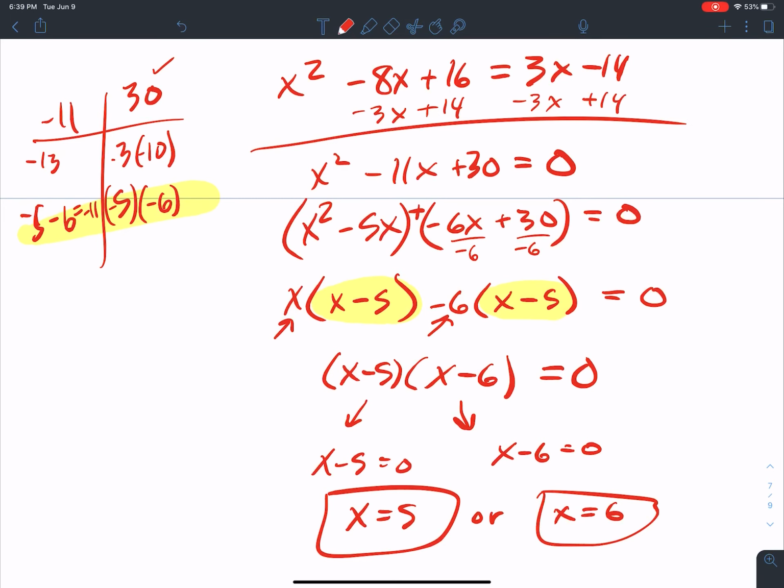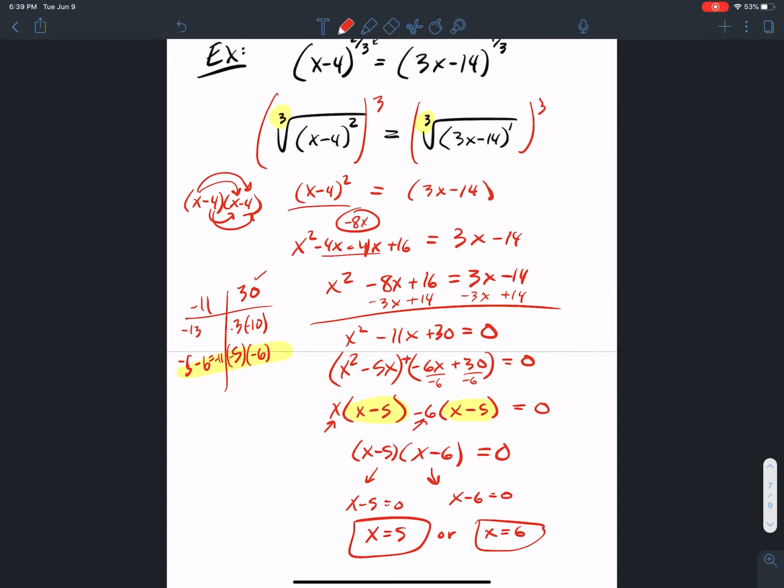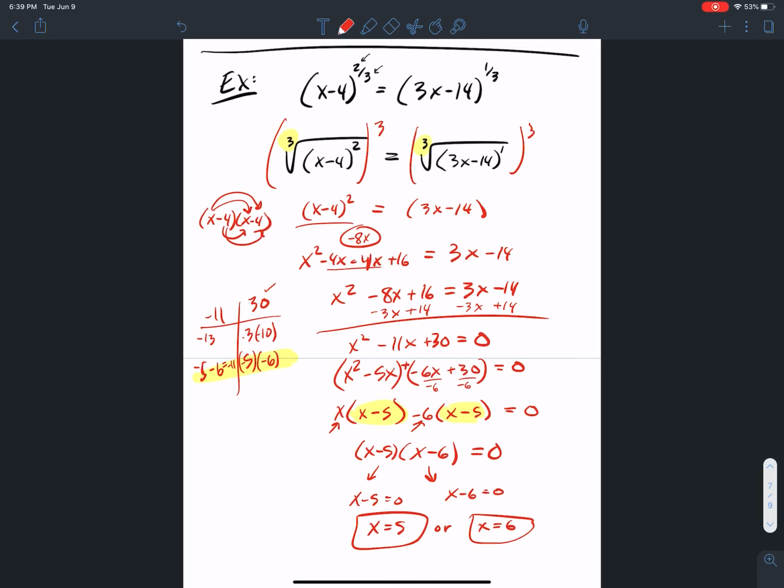And that's it. All you have to do is check at this point. Spoiler alert: if you throw these back into the original equation, you get a solution for both of them. They both work. All right, guys, good luck on your homework.